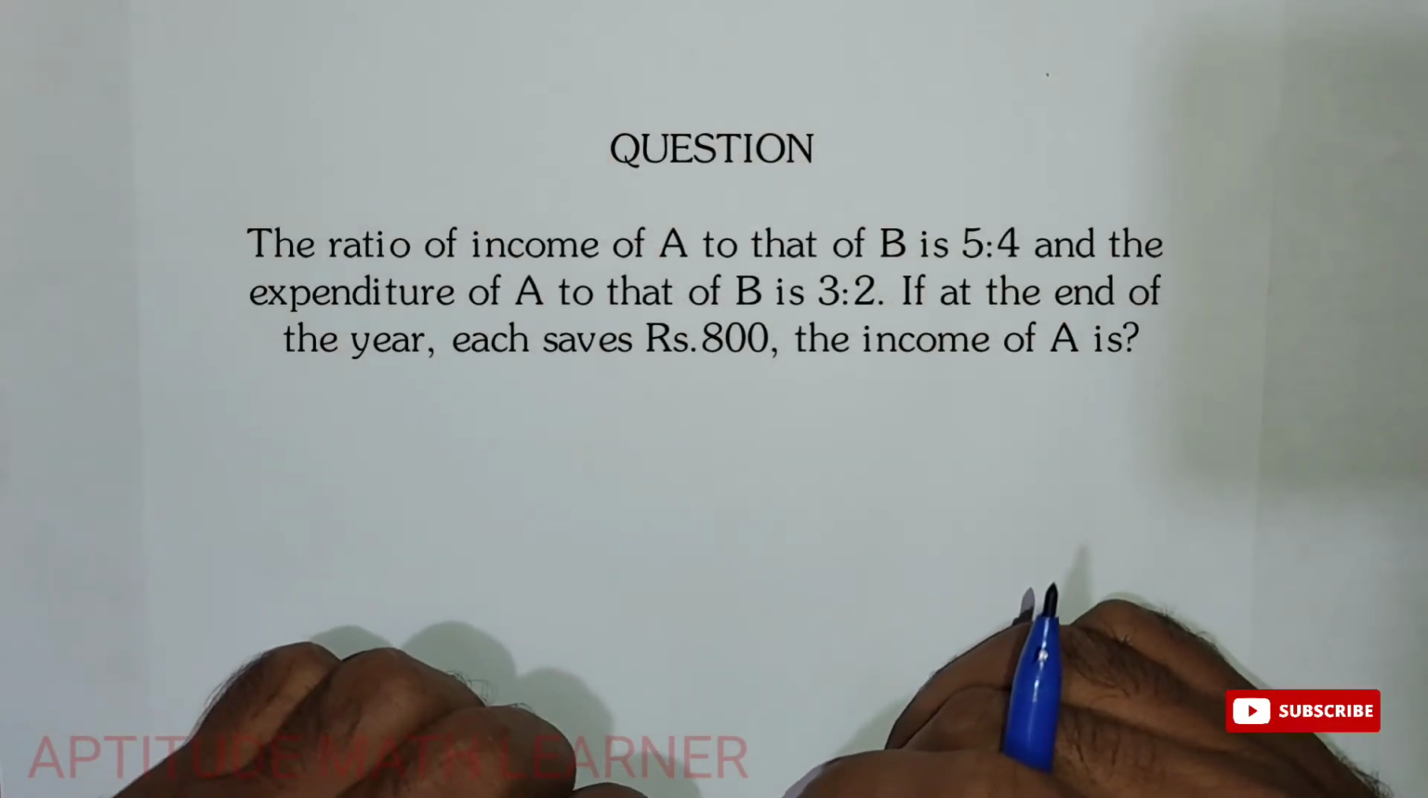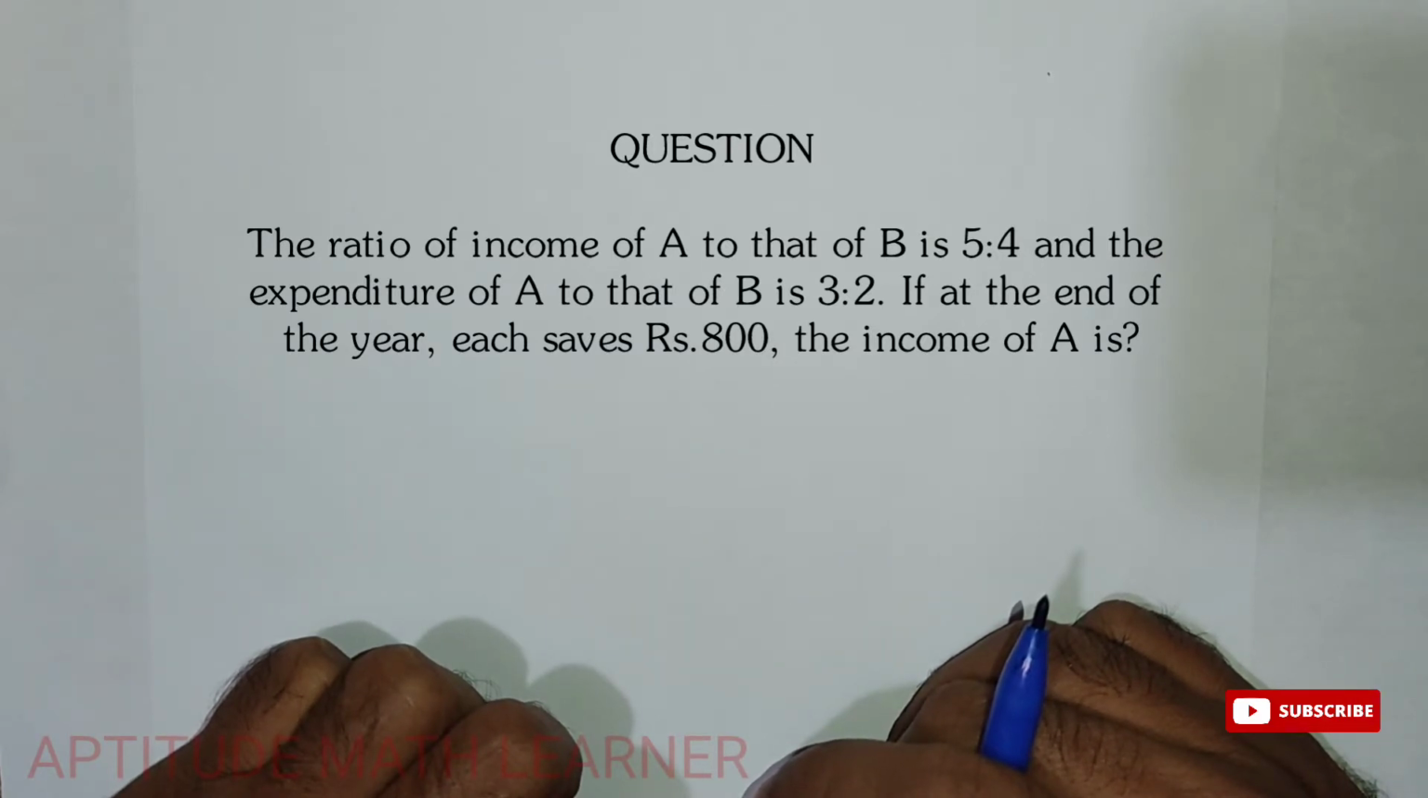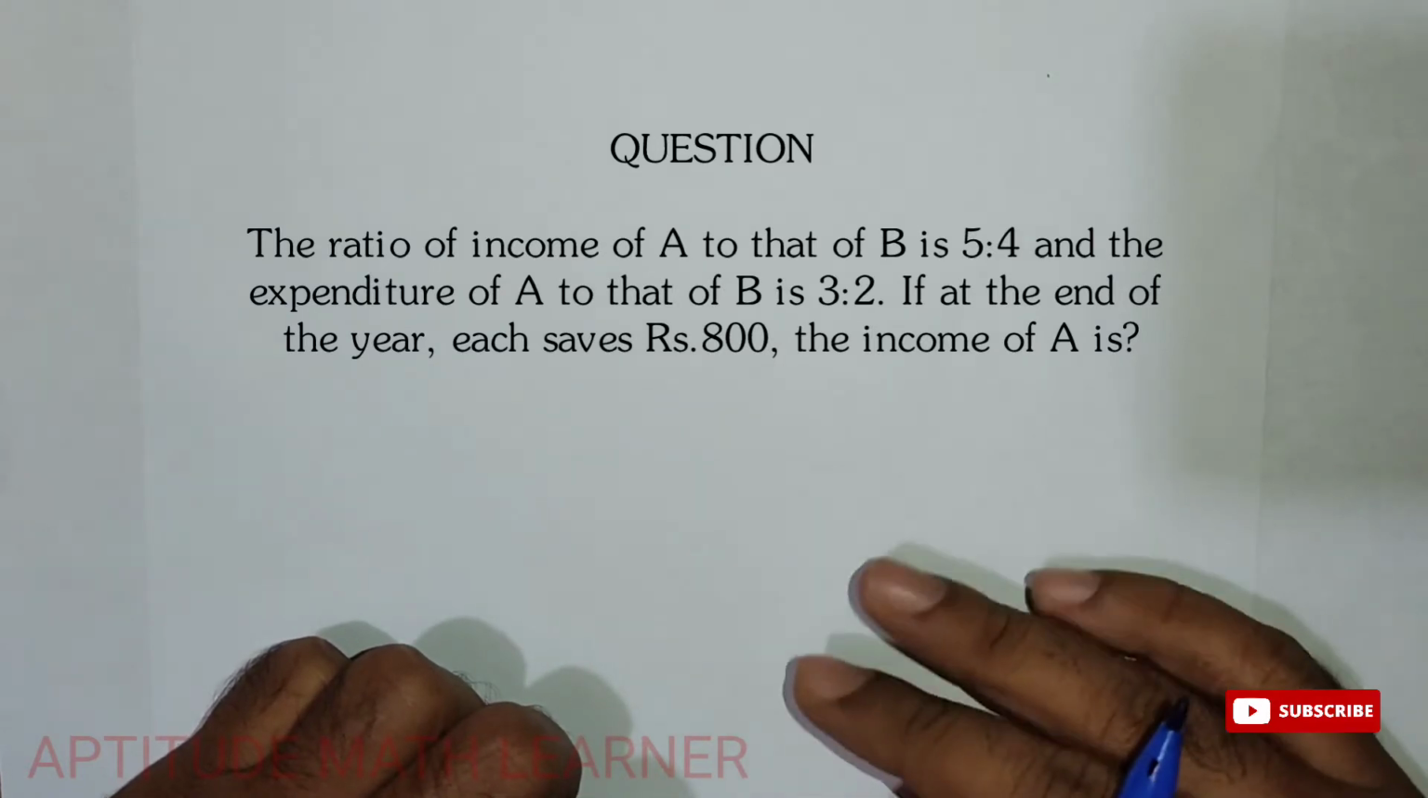So guys, today we are having another interesting question, and that is on income and expenditure. The question is, the ratio of income of A to that of B is 5:4, and the expenditure of A to that of B is 3:2. If at the end of the year each saves rupees 800, the income of A is, so we have to find the income of A.